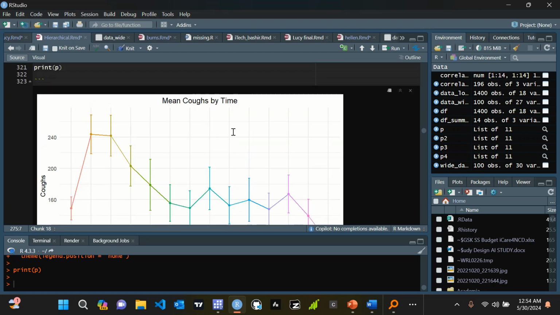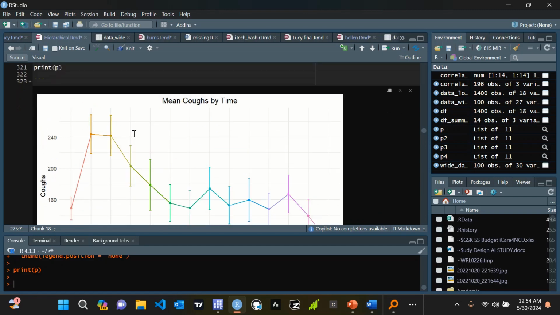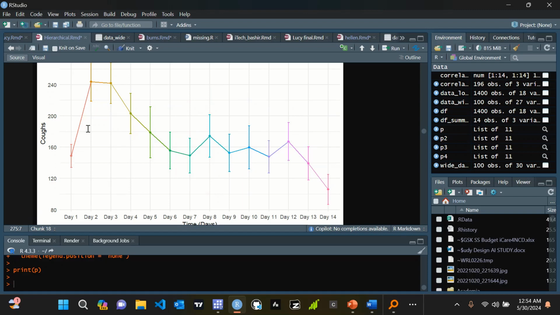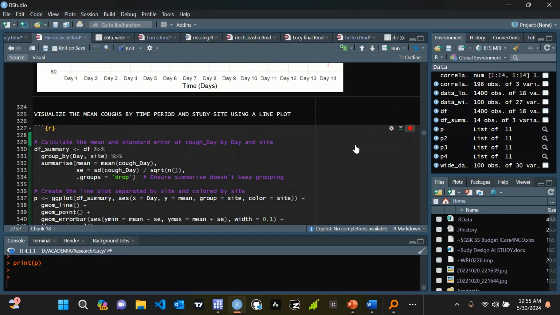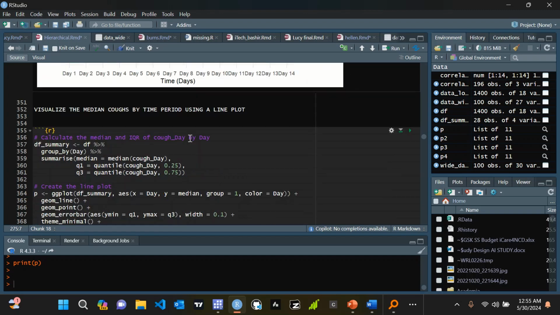Although in this kind of data, since it's so skewed and it is individual profiles and each patient has their own profile, using mean plots doesn't make much sense, but still they give you an idea of what is happening. So you see that the cough frequencies decline as time goes on. You can do this per study site. You see Kisenyi is always on top. People had a bad cough in Kisenyi compared to those in Mulago.